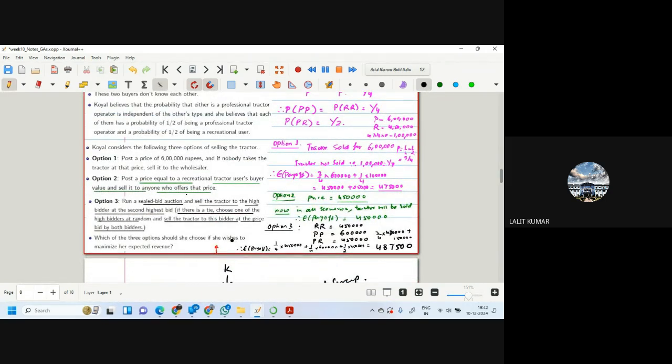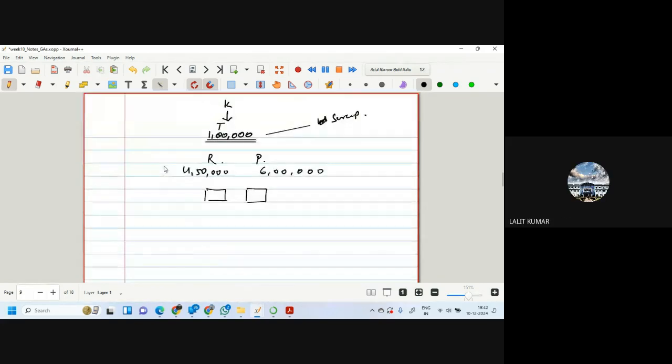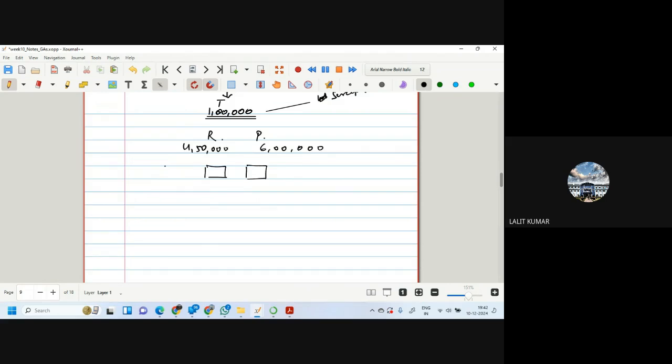Now she has got three options again. Option one is that she posts a price of 6 lakh rupees, and if nobody takes the tractor at that price, sell it to the wholesaler. So what happens in this case? If two people have turned up, they can be either R and R, R and P, P and R, or P and P. And this is option one.